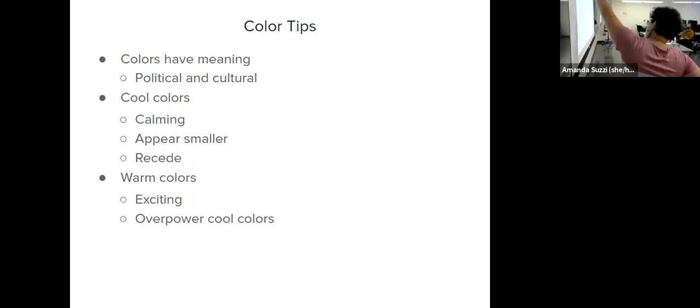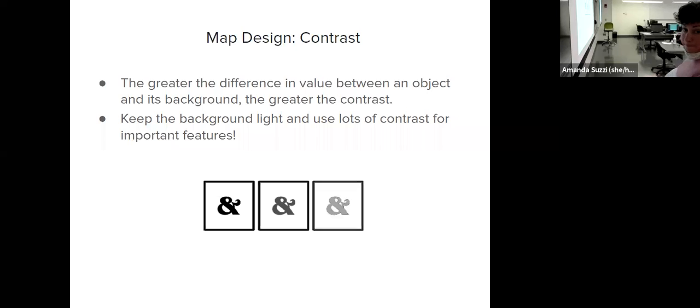So cool colors in general are calming. They appear smaller, they recede into the background. And warm colors are usually more exciting and they overpower the cool colors. So when you're looking at a map, the red things pop out, especially when they're against a blue or a gray background. Contrast, who does not know what contrast is? Okay. So use lots of contrast for important features.